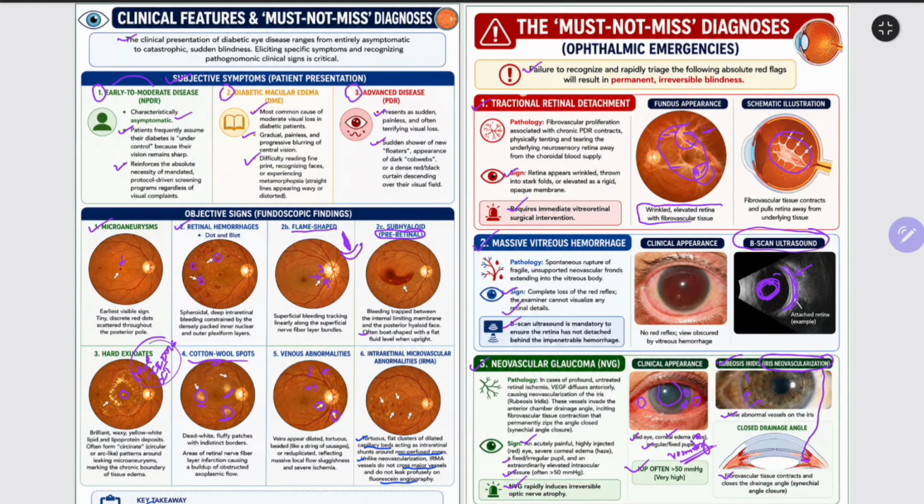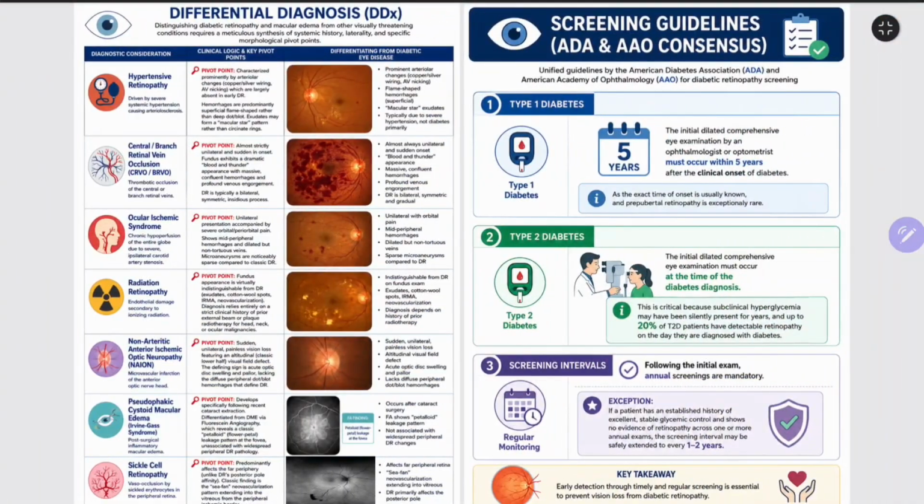So loss of red reflex or presentation of wrinkled, pulled retina, tenting retina, and corneal haze, red eye, vomiting, all these things. If you remember the complication, you will remember the symptoms and signs.